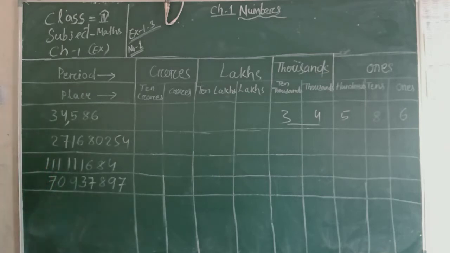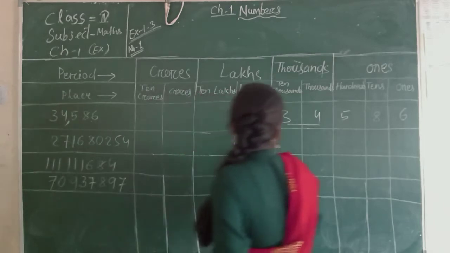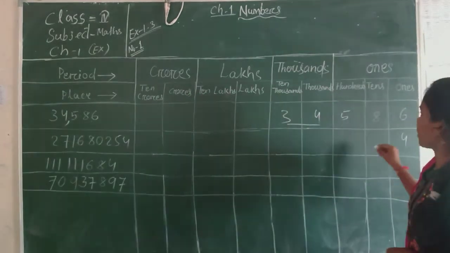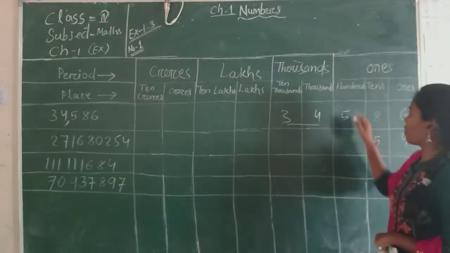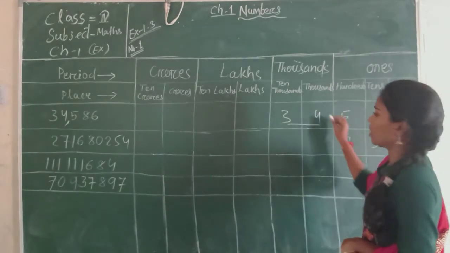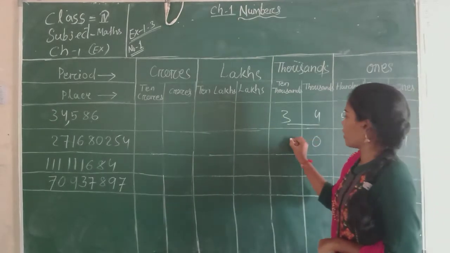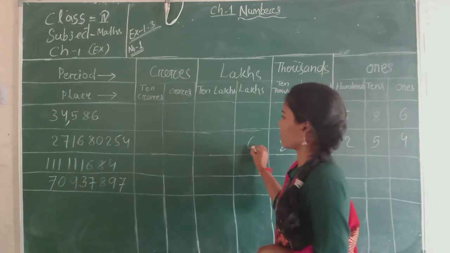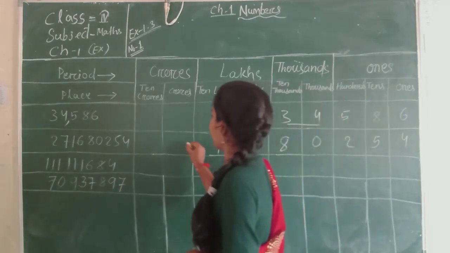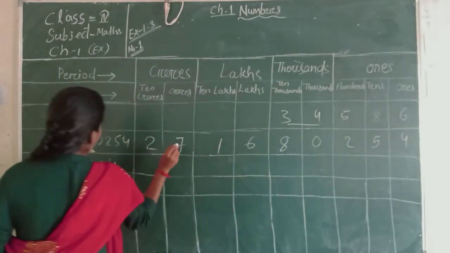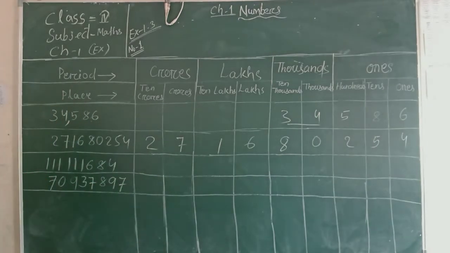In this number in one's place there is 4. So write here 4. Next 10's place 5. In 100's place 2. In 1000's 0. Next 8. Next 6. Next 1. Next 7. Next 2. Okay, now read this number.